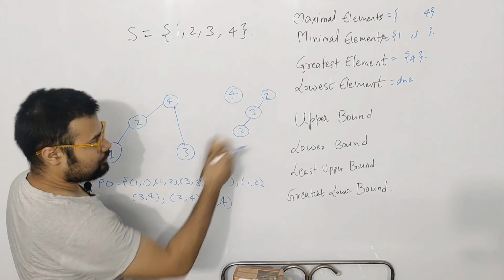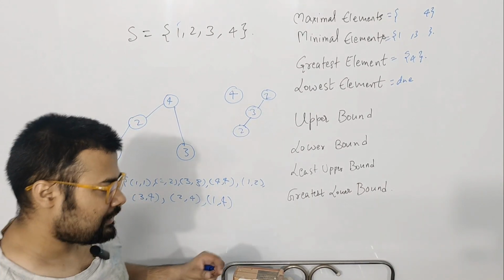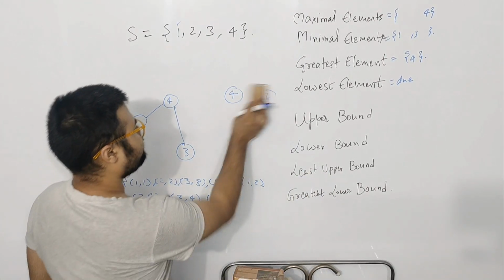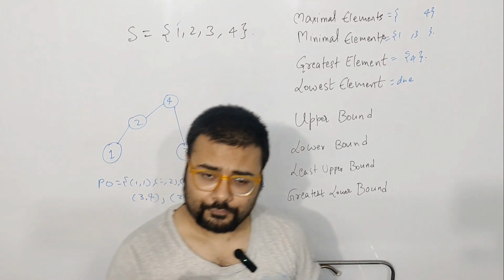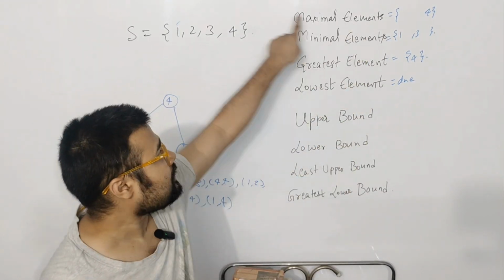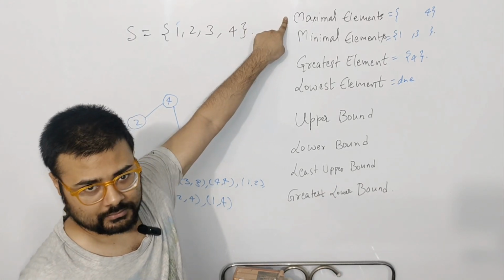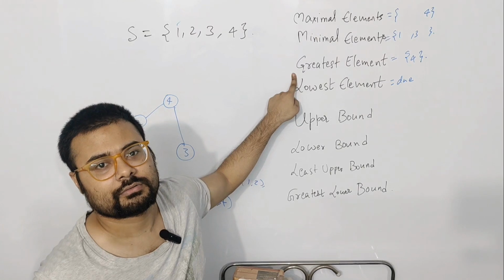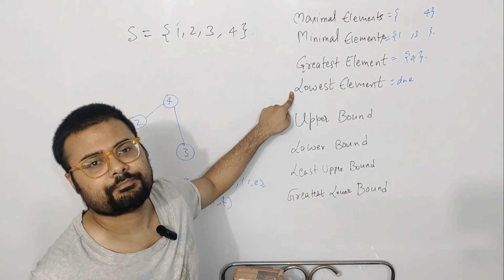So you cannot make a Hasse diagram in a way that you have a unique maximal element but that is not greatest. It cannot happen. What I am trying to say is this: if the relation is a partial order, then there must exist maximal and minimal elements. Now if that maximal element is unique, then it is the greatest element. If that minimal element is unique, then it is the lowest element.